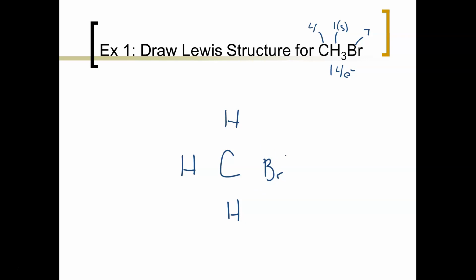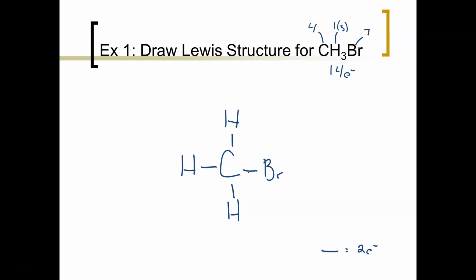Step 3 says draw single bonds connecting each surrounding atom to the central atom. So let's single bond all of this. Single bonds are 2 electrons. One dash is a single bond, and that represents 2 electrons. There's basically a valence electron on carbon and one of the valence electrons on bromine getting close enough to be shared between those 2 atoms. So we're going to have 2 electrons per single bond.